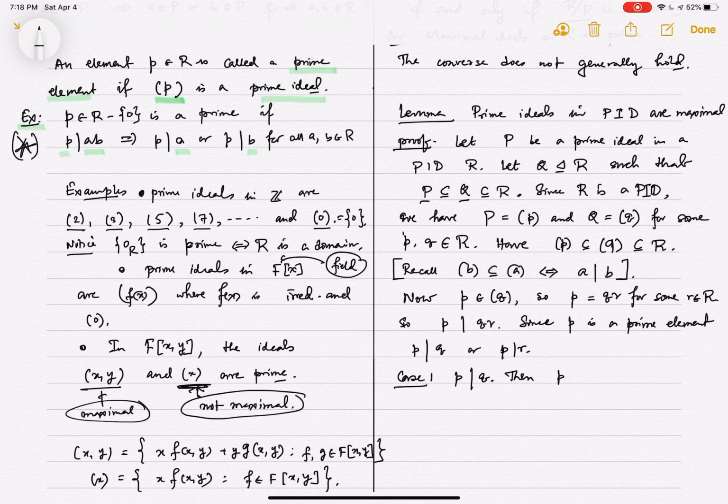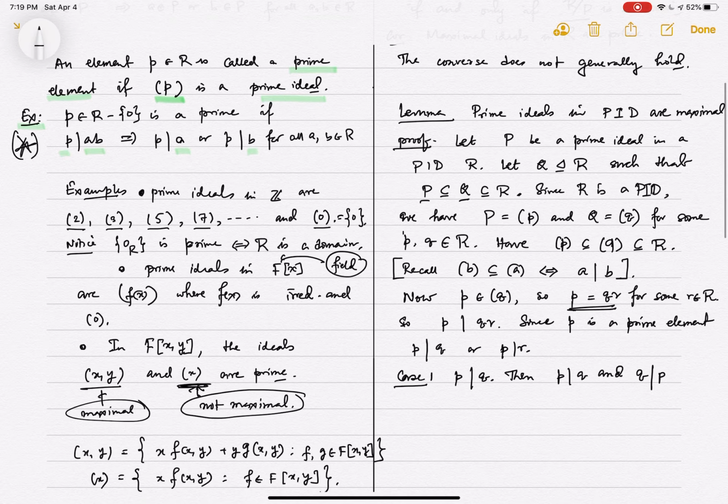Then I have p divides q, and I also have q divides p, you see, because p is q times r. But if p divides q and q divides p, then you can see that the ideals are the same. Because p divides q tells me that the ideal of q is in the ideal of p, and this tells me that the ideal of p is in the ideal of q by this property. So in case 1, I have the capital P equals capital Q.